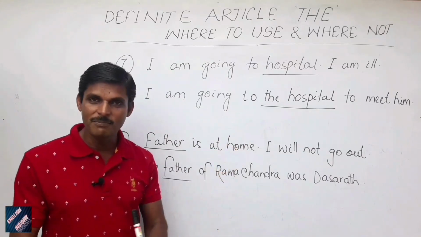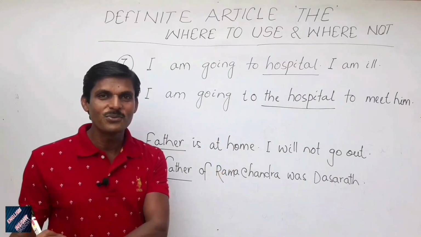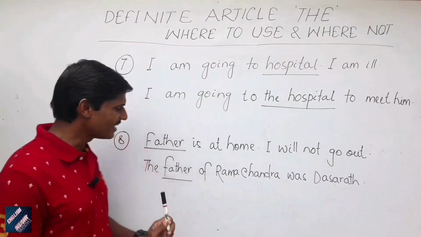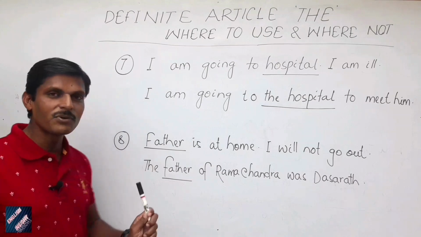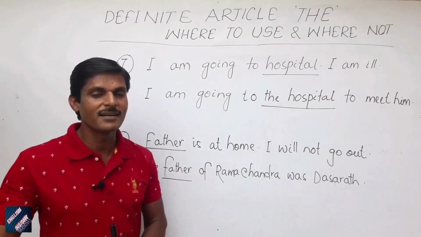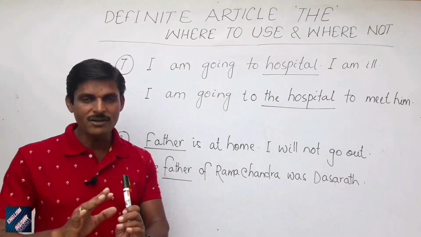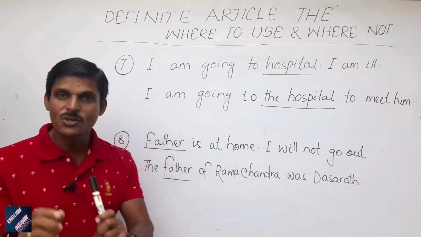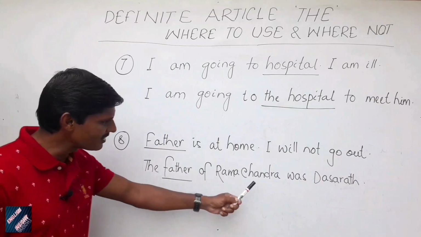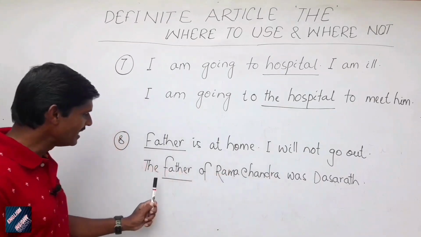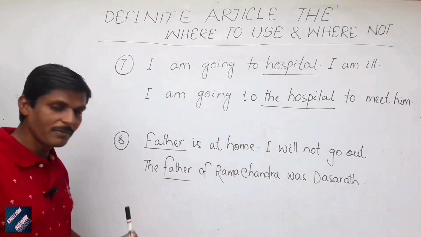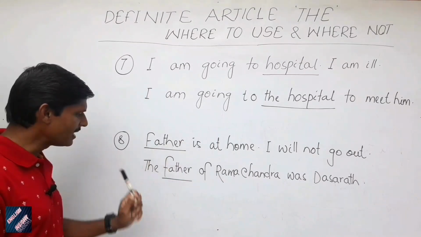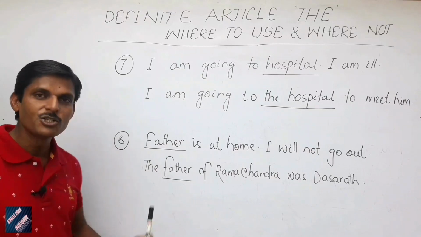That means my father is at home, I will not go there. Okay? My father is at home, I will not go there. But in the second sentence, I am talking about someone's father, but not my father. I am not talking about my relation, I am talking about someone's relation. So, the is used. The father of Ramachandra was Dasarath. That means it's not my father, but the father of Ramachandra. Here, father means my father, here, the father means someone's father.